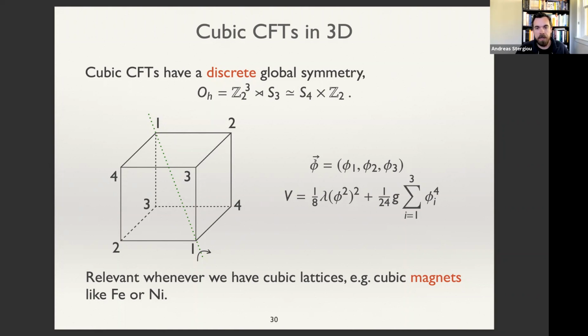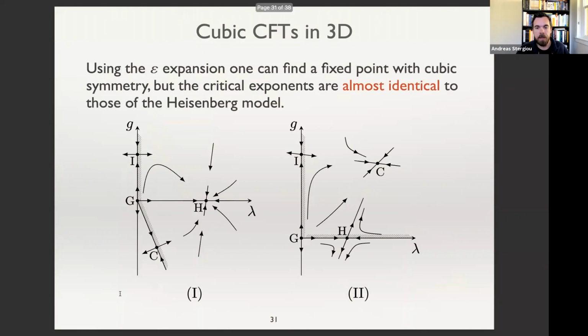The order parameter here is a regular vector, but again, two couplings are allowed in the theory. Lambda is the coupling that preserves O3 symmetry, and G is the coupling that breaks O3 down to cubic. Of course, this order parameter could be n-dimensional. You can have a hypercubic theory. I'm mostly going to talk about the cubic theory here. And such deformations appear whenever we have cubic lattices, for example, cubic magnets like iron or nickel. And from recent bootstrap results, we know that we should study them.